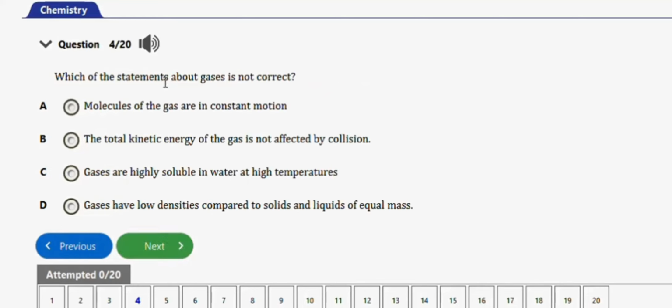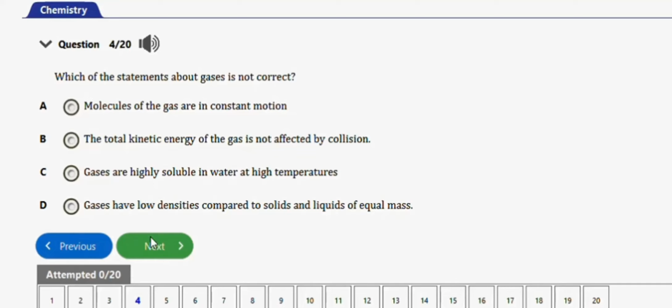It says, which of the statements about gases is not correct? Molecules of the gas are in constant motion. That's correct. The total kinetic energy of the gas is not affected by collision. That's correct. Gases are highly soluble in water at high temperature. This is not correct. Gases have low densities compared to solids and liquids of equal masses. That's correct. So the one that's not correct is option C. Gases are highly soluble in water at high temperature.